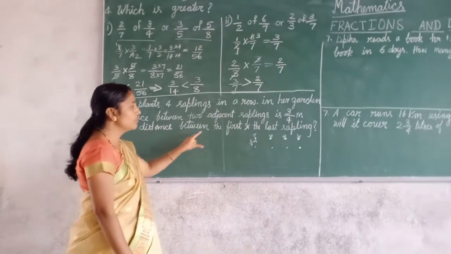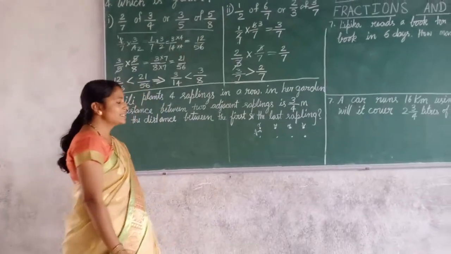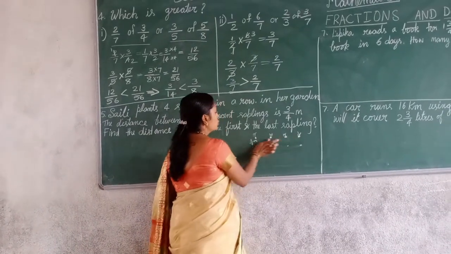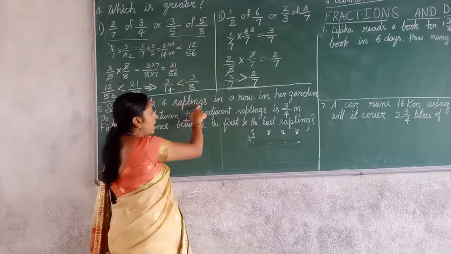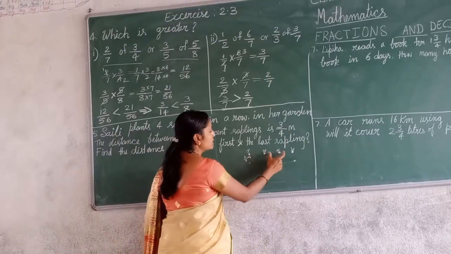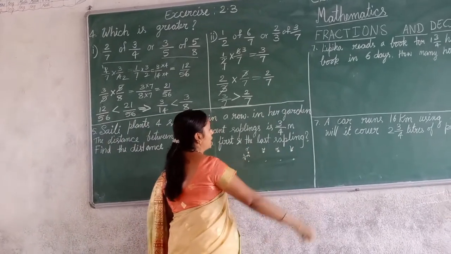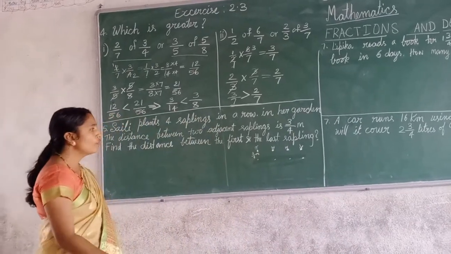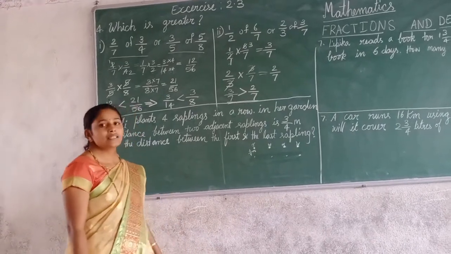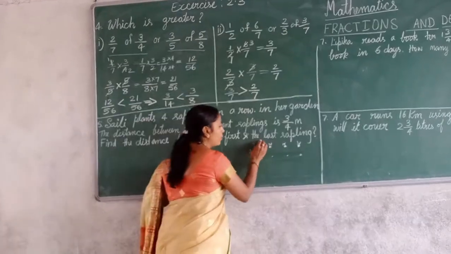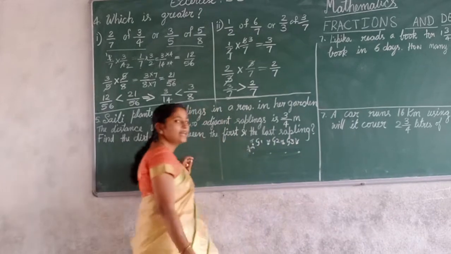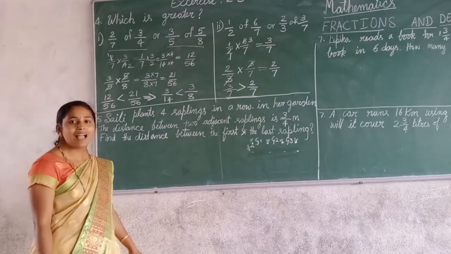Find the distance between the first and the last sapling in her row. Celine plants 4 saplings in a row in her garden. The distance between 2 adjacent saplings is 3 upon 4 meter. Find the distance between the first and the last sapling. This is gap 1, I will write gap 2, gap 3. So total gaps are 3. If you multiply that, you will get the answer.